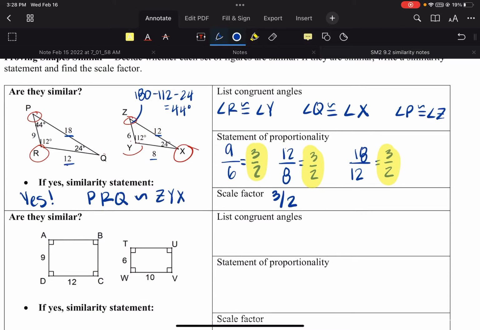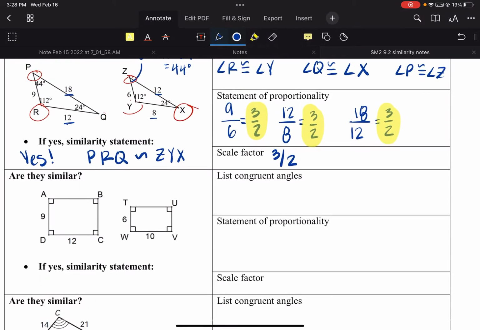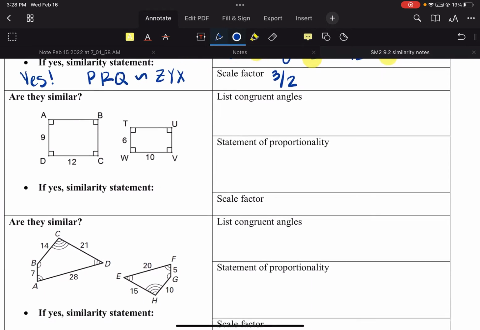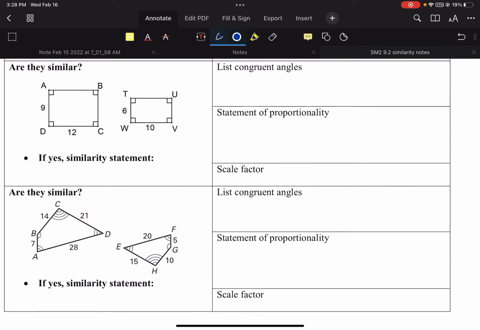Okay. All right, let's go ahead and do another example here. Now we're going to look at some quadrilaterals. Remember, quadrilateral means it has 4 sides and 4 angles. First, let's list out some congruent angles. Notice that this is kind of an interesting shape because I have 4 right angles. So really, all of these angles are congruent to each other because they're all 90 degrees. But we're going to go ahead and pair them up.